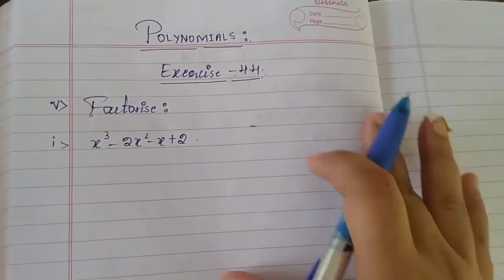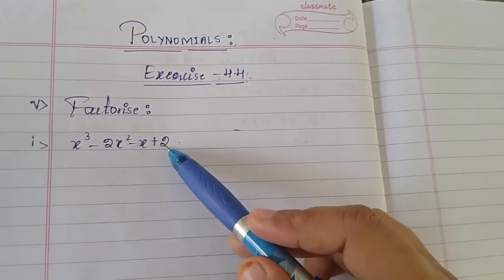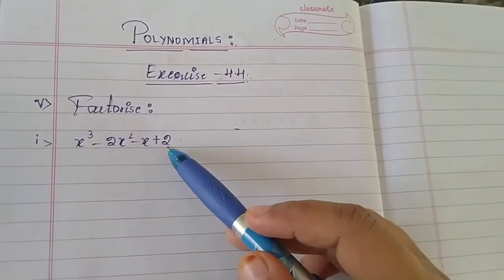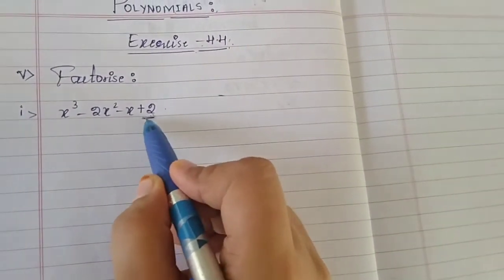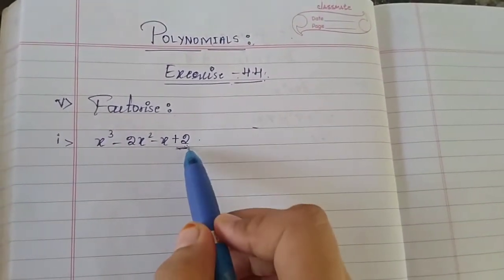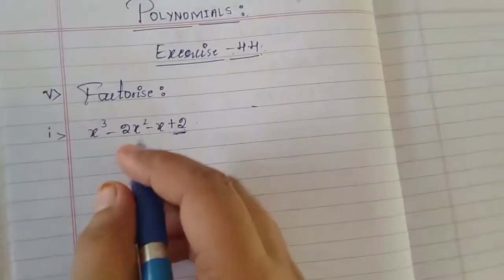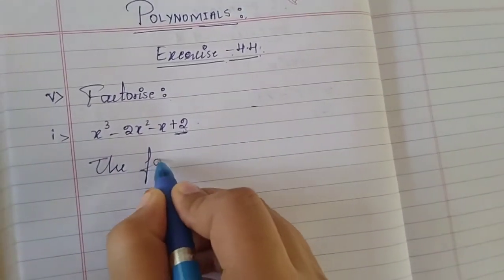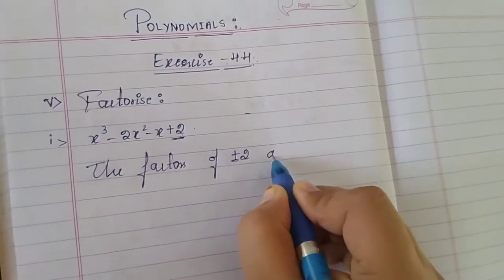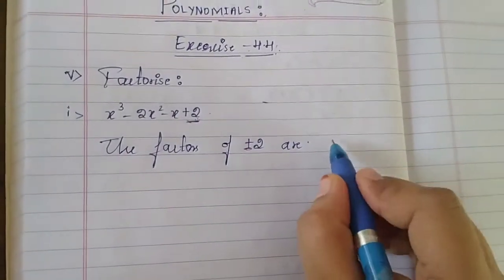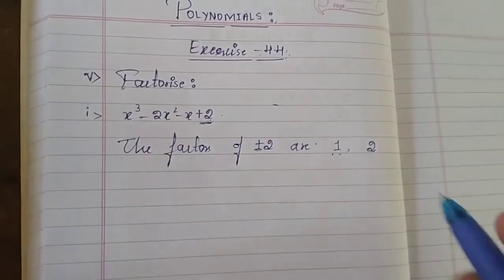In order to find the factors of a cubic polynomial, first you have to consider the last term of the cubic polynomial. The last term is plus 2. So now you have to find the factors of 2. The factors of plus 2 are, since 2 is divisible by 1 and 2, 1 and 2.